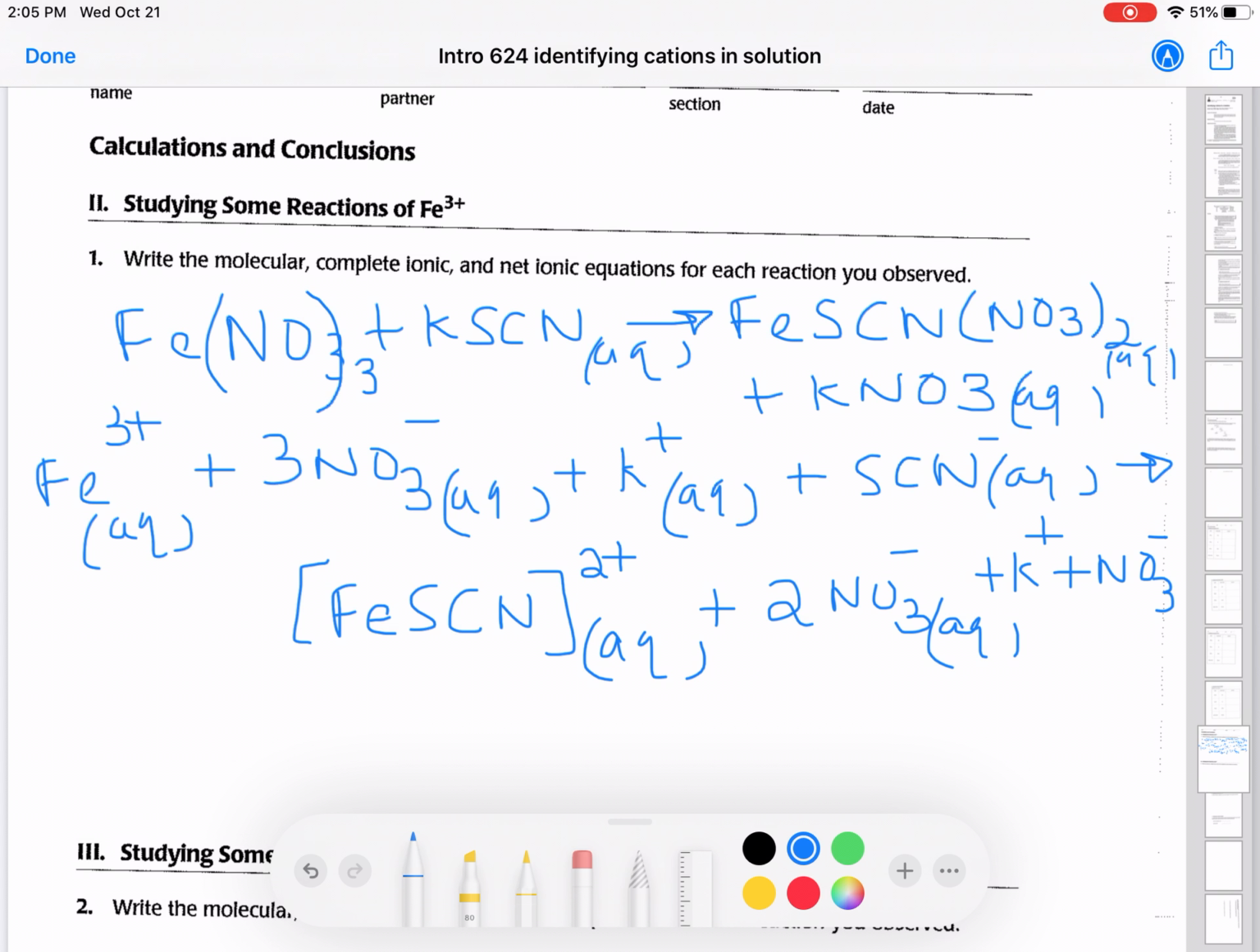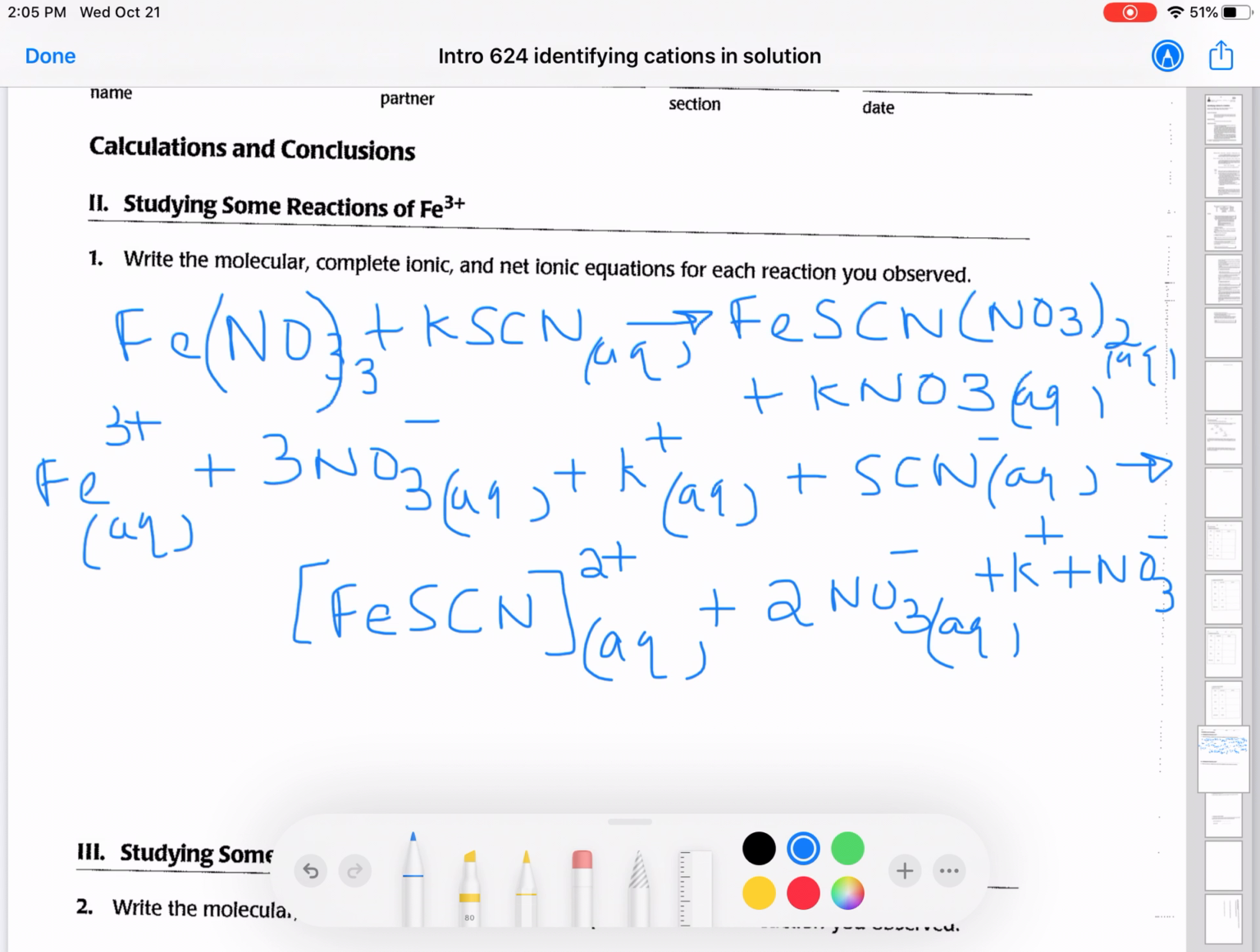Now in this one, I'm trying to see if this is balanced. 2 nitrate, yes, 2 nitrate and 1 nitrate, so we have 3 nitrates on the right side. It is balanced. So this is the second equation that I have written. It is called the total ionic equation.